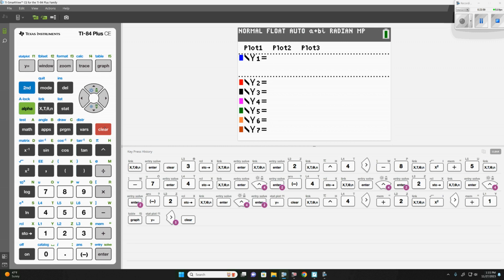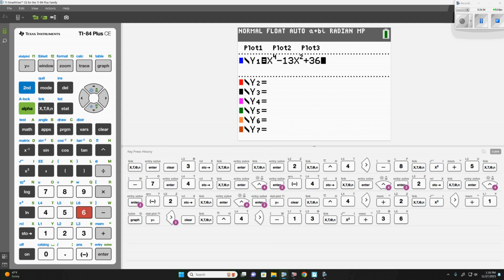Algebra. Clear. Algebra. Expand. Parentheses x squared. Oh, there we go. x to the 4th minus 13x squared plus 36.